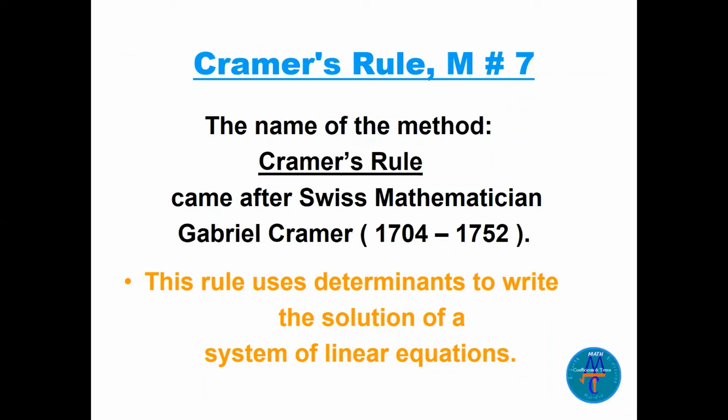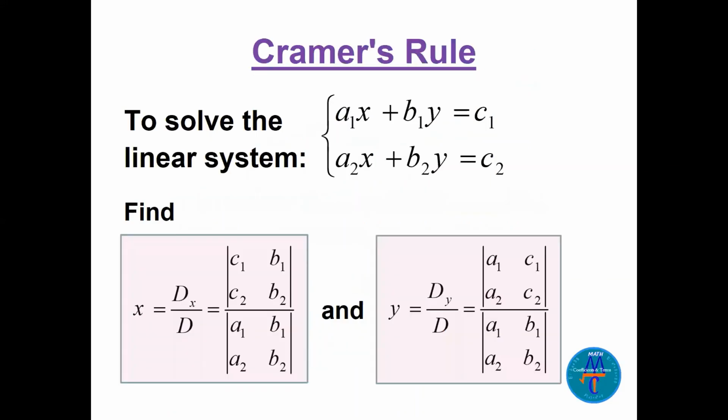Method number 7. This is a Swiss mathematician, 1704 to 1752, Gabriel Cramer. Cramer invented a method which is also nice. He uses determinants, not the inverse, not augmented. This is the rule here. This is rule number 7. Some people, they like it. I like it second, actually, after method number 5.